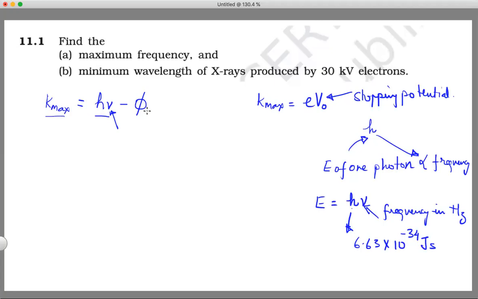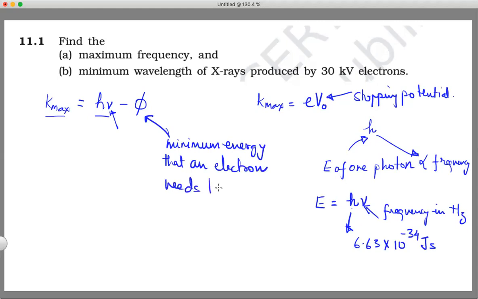Now, what is the work function? Work function is the minimum energy that an electron needs to escape the metal surface. This is the work function.